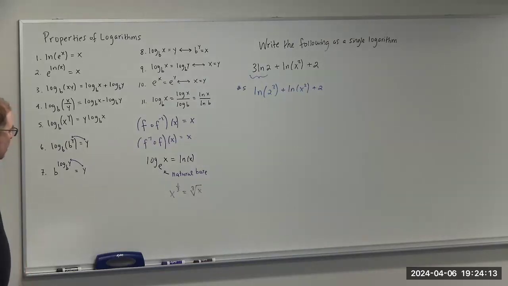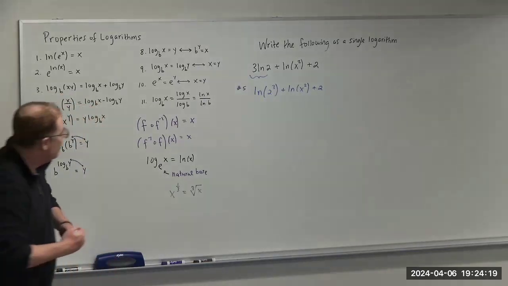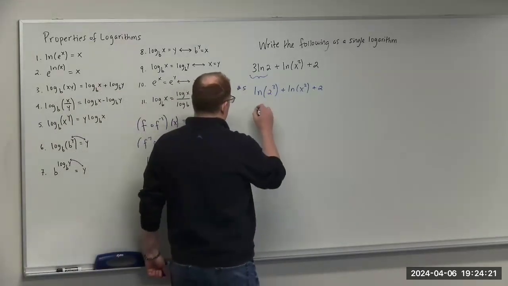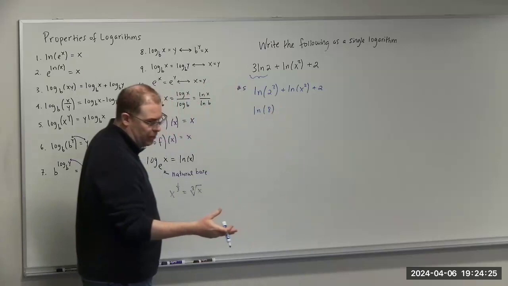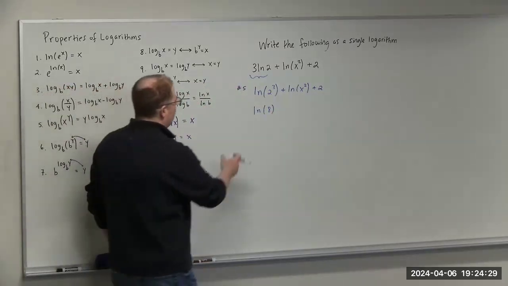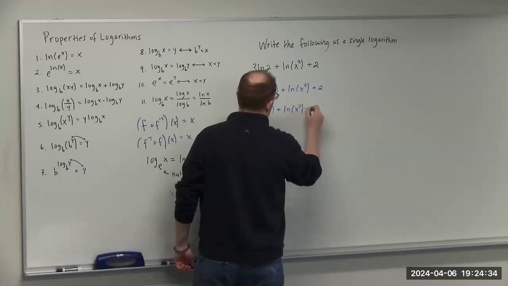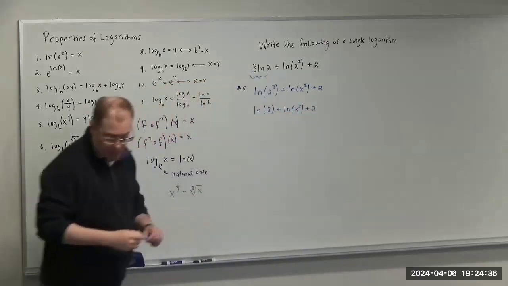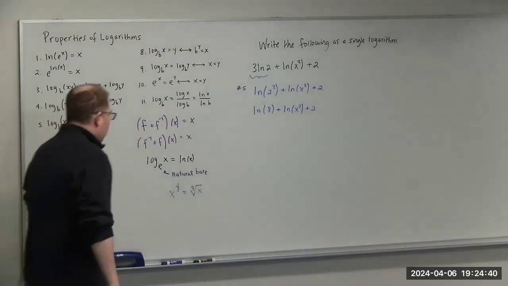Okay, so now that we have something to work with, we can go ahead and simplify this. This is just natural log of 8, right? 2 to the power 3 is 2 times 2 times 2. 2 times 2 is 4, 4 times 2 is 8. Plus this one, plus 2.